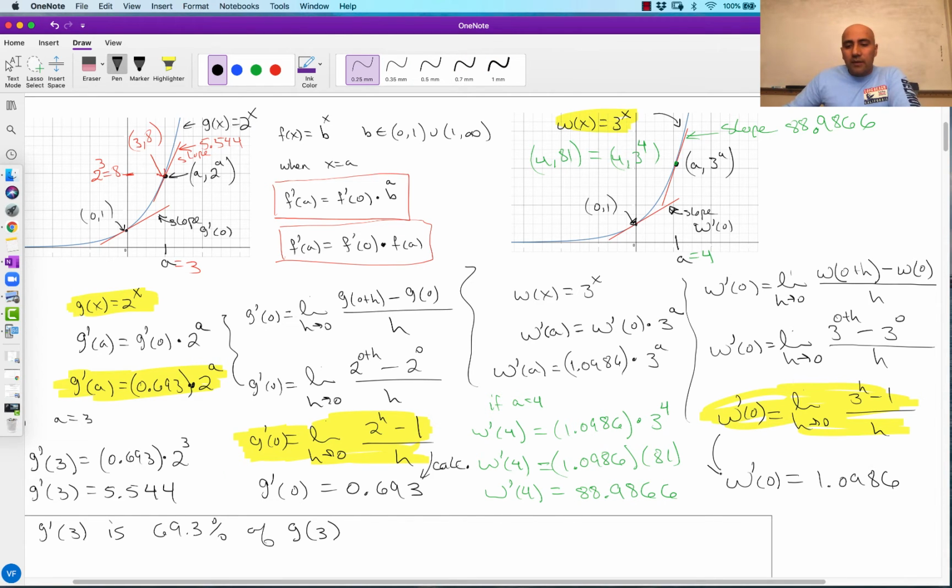Later on, in a couple more sections, we'll be able to do it without that. But for now, we need our calculator. So we use our calculator, good enough for now. We get to this decimal. So that becomes this. So for the function 3 to the x, this is always the constant. Okay? So if a was equal to 4, and you're asking, what's the derivative of this function 3 to the x when the input is 4?